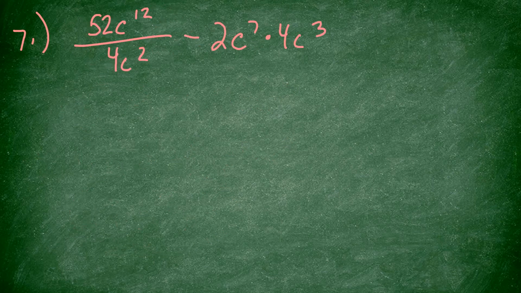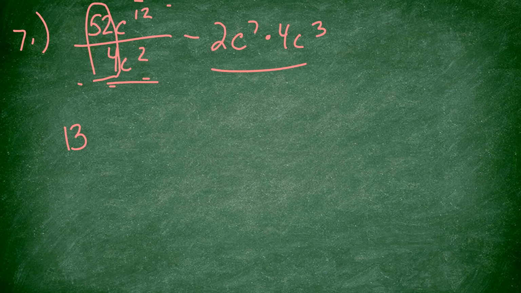Alright, with number 7 we have multiplication, division, and subtraction separated into 2. So you kind of have to think of these as two separate problems. So you can't do anything in between the two, but you can do them separately. So I'm going to look at the division part first. I'm going to do 52 divided by 4. So I'm just focusing on the numbers here. 52 divided by 4, that's going to give me 13.